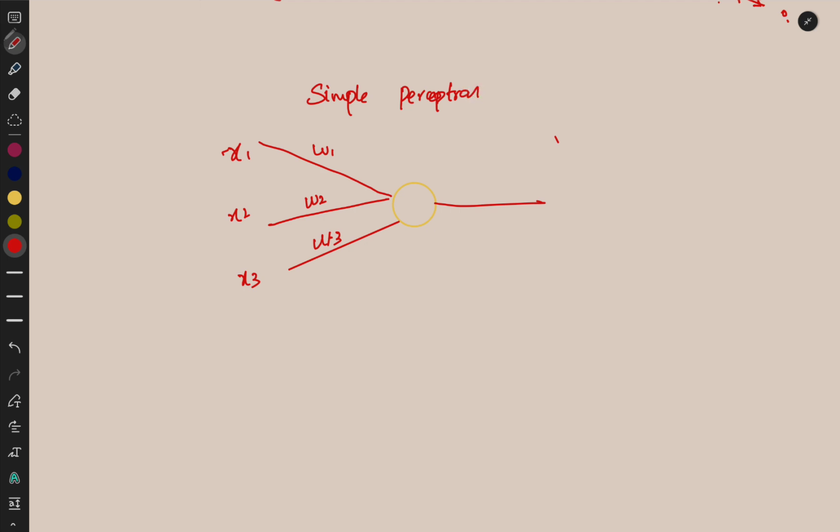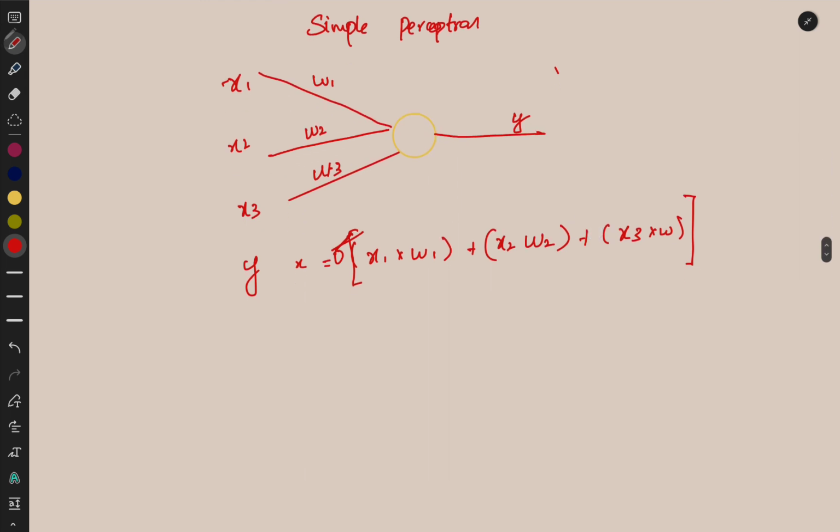Inside a perceptron, what will happen is x1 multiplied by w1 plus x2 multiplied by w2 plus x3 multiplied by w3, and you will have this weighted sum. Here you will have an activation function, let's say this is the activation function, and you have output y. This is what a simple perceptron is. You're just taking input, multiplying by weights, and getting an output.